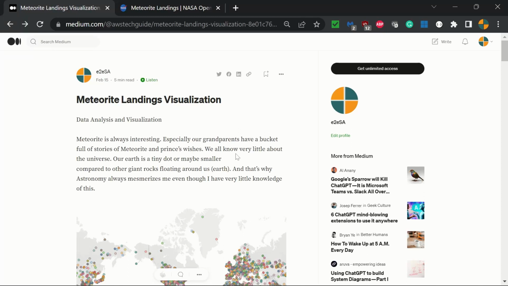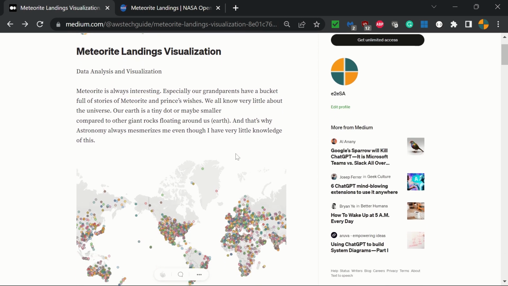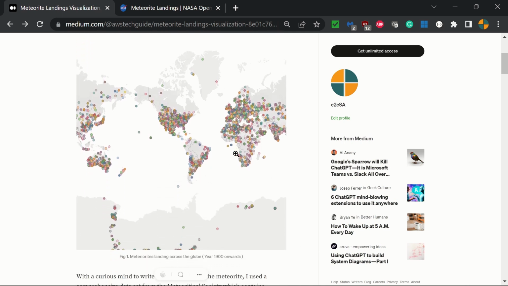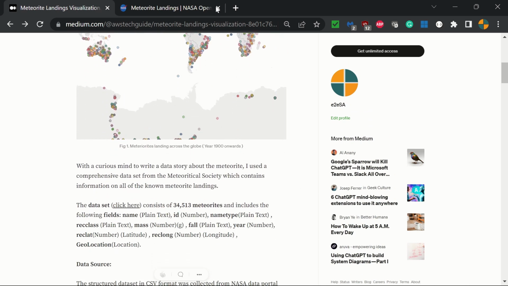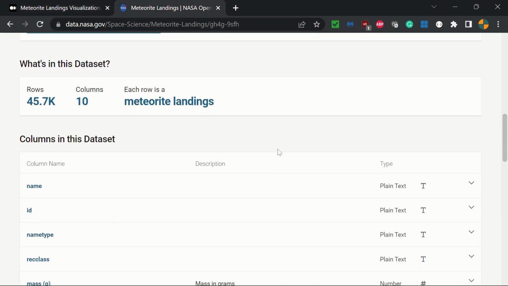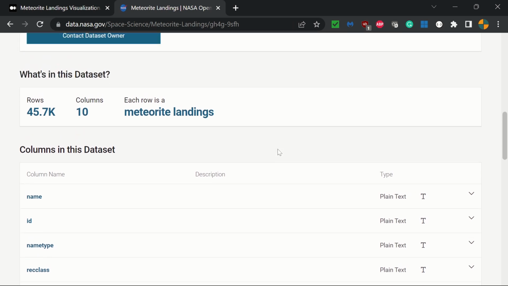Hi there, I'm going to talk about the meteorite landing data story. Astronomy is always interesting to me. With a curious mind, I selected this topic to explore meteorites landing on Earth. I collected a comprehensive dataset from Space Science Meteorite Landing in CSV format. The dataset has 34,000 plus records of meteorite landings.